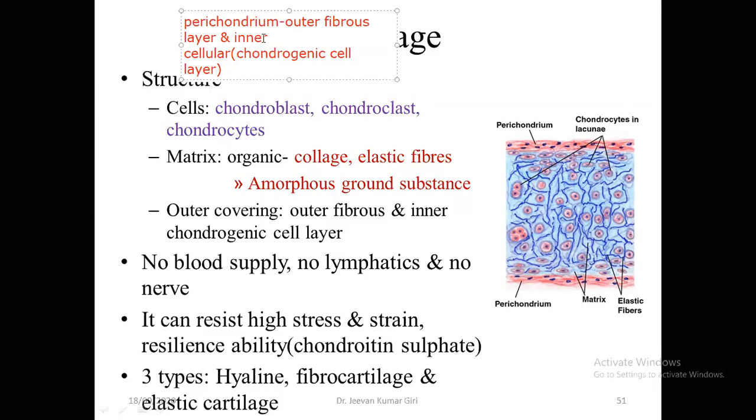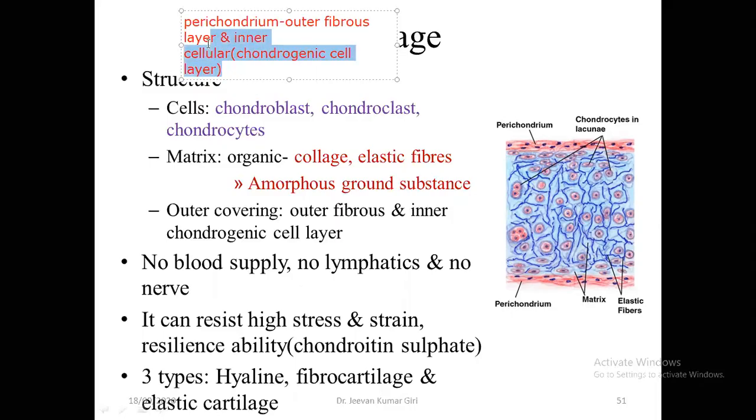The outer fibrous layer gives the shape to the cartilage. Okay, then the inner cellular layer consists of the progenitor cells. These progenitor cells give rise to the chondroblasts and the chondrocytes. Okay, so they are the chondrogenic cell layer. Now see, if you see the features of the cartilage, this cartilage can resist high stress and strain.